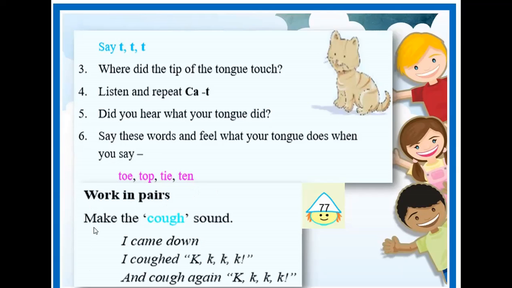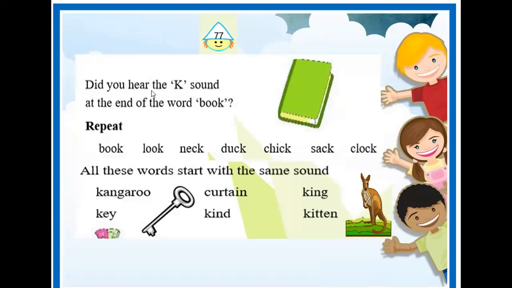Moving on, work in pairs. Make the cough sound. I came down and I coughed k, k, k, k. And cough again k, k, k, k. Did you hear the k sound at the end of the word book? Yes. Now repeat after me, children.